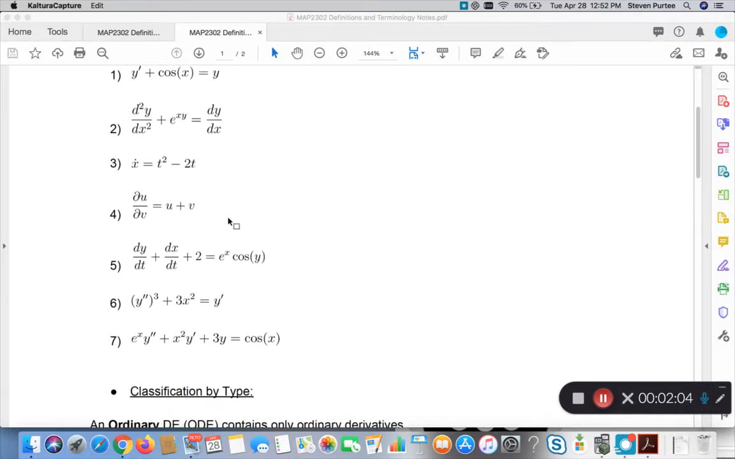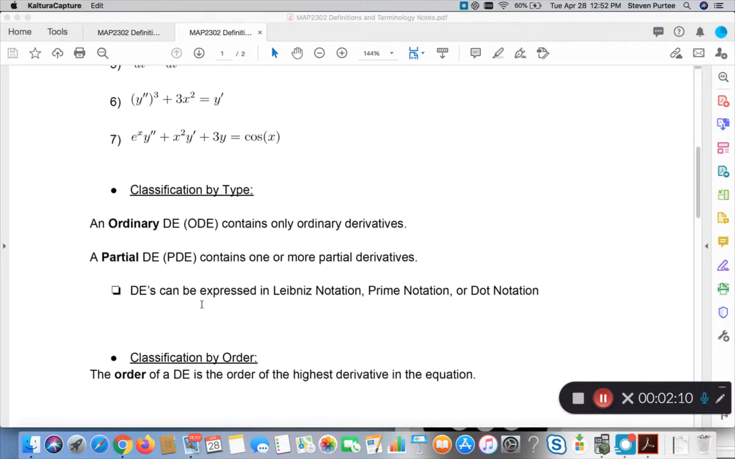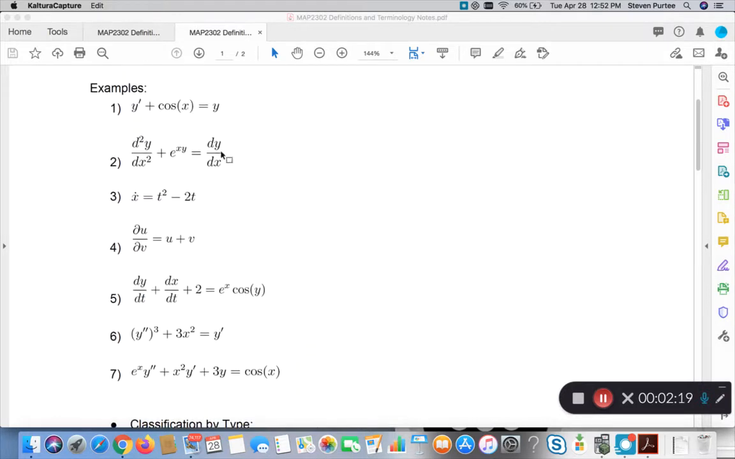So these are all DEs because they're equations that have derivatives someplace in them. An ordinary differential equation only has ordinary derivatives, no partial derivatives. So these are all ordinary DEs, ODEs, except this one. Number 4 is a partial derivative, or a PDE, partial differential equation.